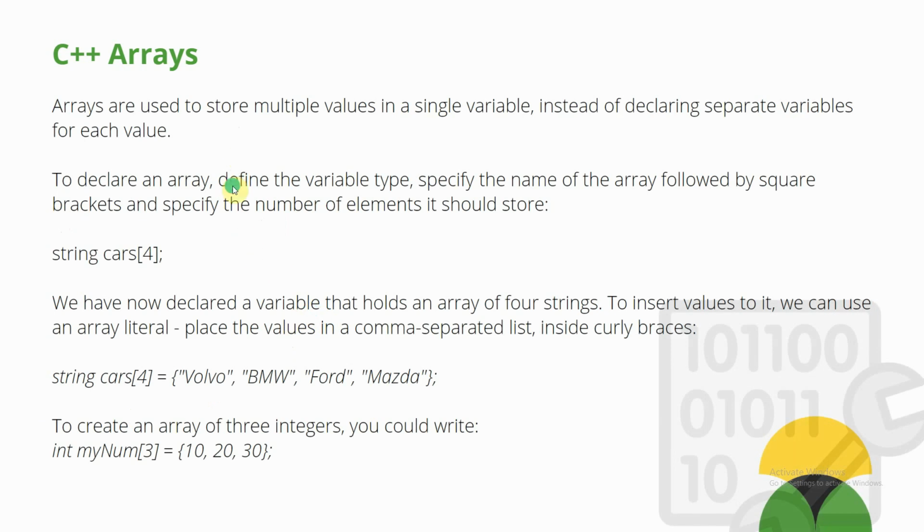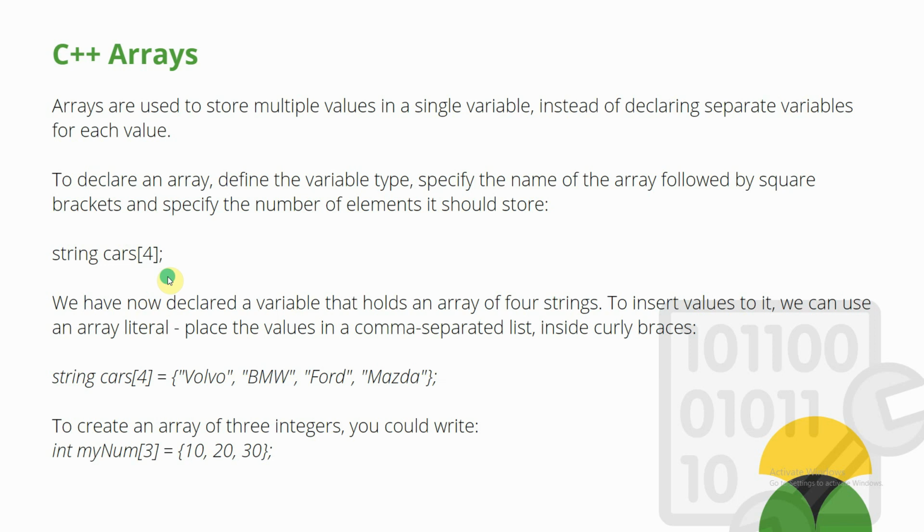Now for arrays, they store multiple values in a single variable instead of declaring separate variables for each value. To declare an array, define the variable type, then specify the name of the array followed by the square brackets and specify the number of elements. So string, this is an array, no? The variable name is cars, and then the 4 is the number of elements that it will store.